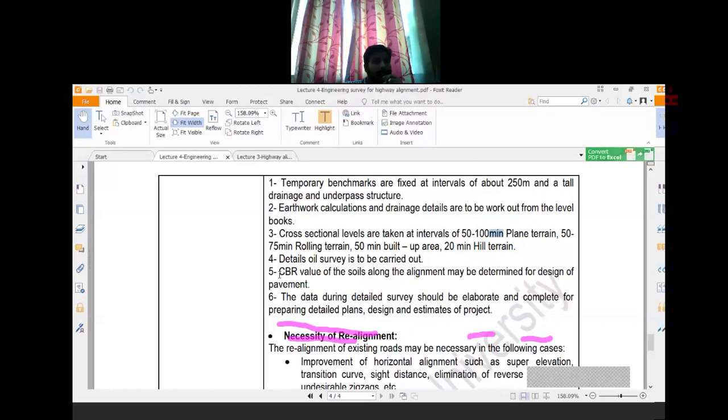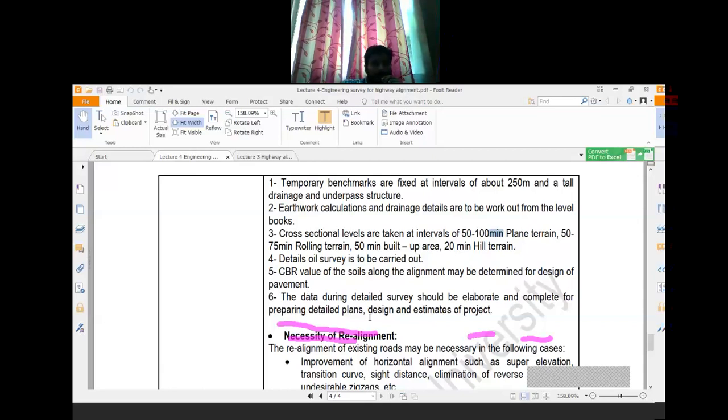Basically, you need to go for the CBR test at suitable intervals. You need to take soil samples to the lab, and in the lab you can perform the CBR test. From the CBR test, you will know the strength of the soil, and based on the subgrade strength, ultimately you have to design the road. The thickness of the road is designed on the basis of the CBR value. Therefore, this CBR test is very important.